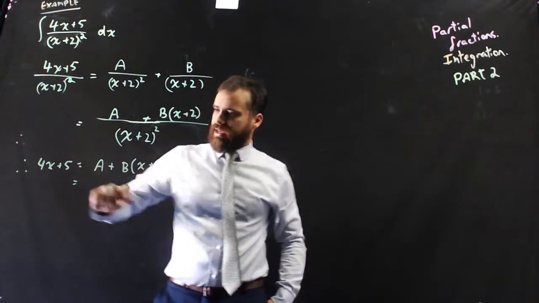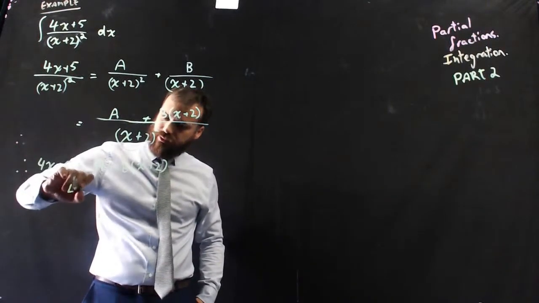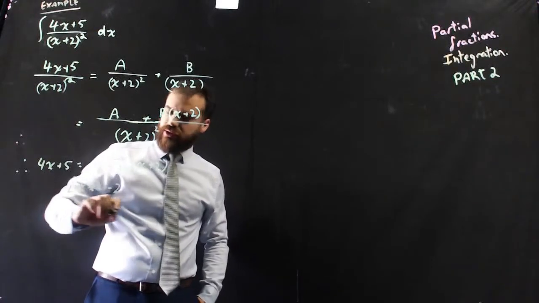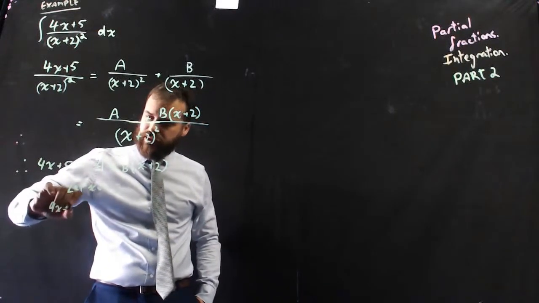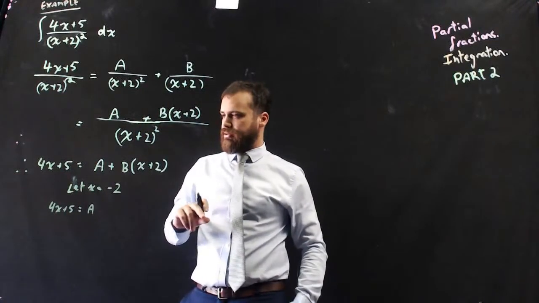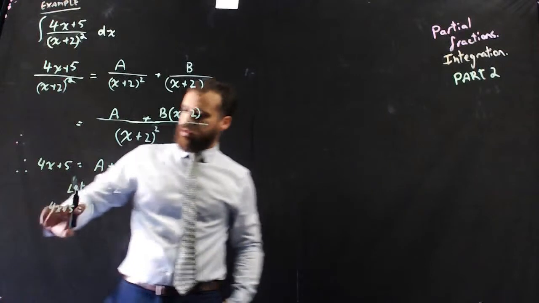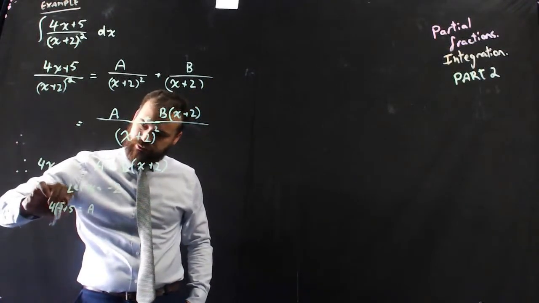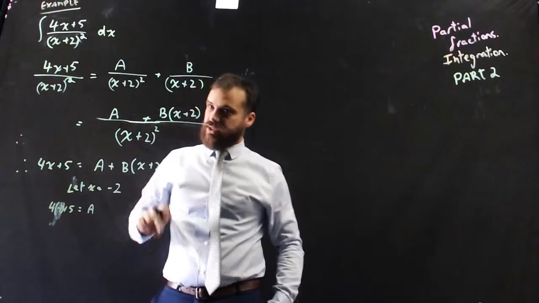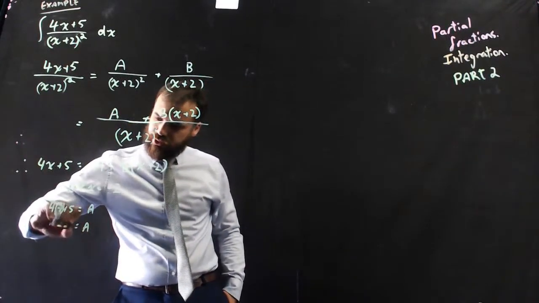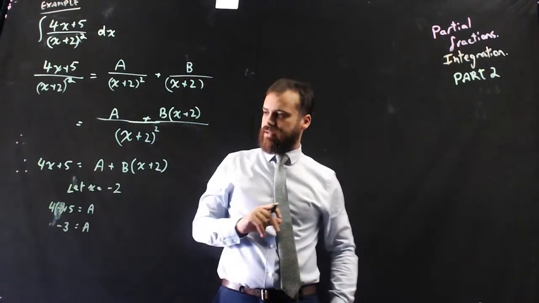And then we can solve those things in the same way that we've done in the past. So we can let x equal negative 2. That means that 4x + 5 is going to equal A, and x is going to be negative 2. So 4 times negative 2 is negative 8, plus 5 is negative 3. So A is going to be equal to negative 3.